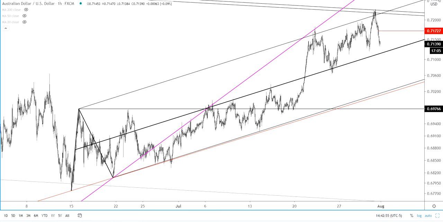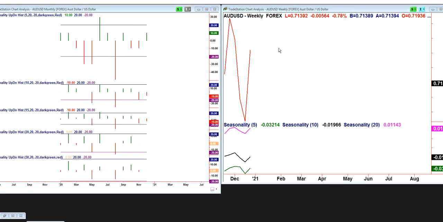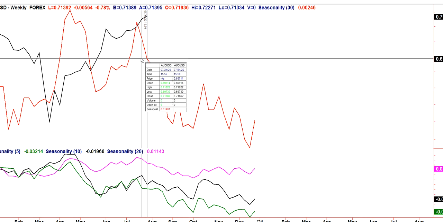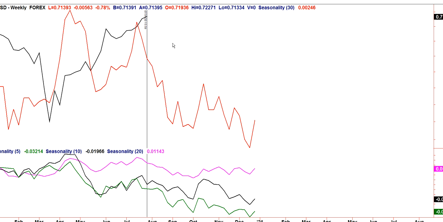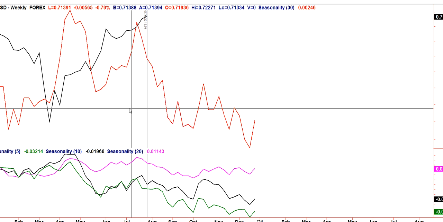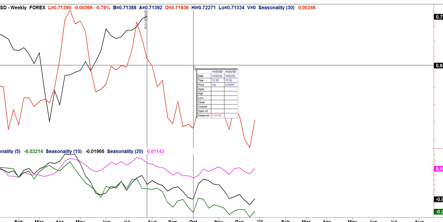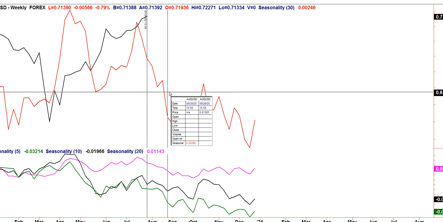Other stuff to pay attention to, by the way, is seasonality. Seasonal tendencies, and I have been pointing this out for 2 weeks now. Granted, I have been quite early on this turn, but we've got bearish seasonal tendencies for the Australian dollar really through September.